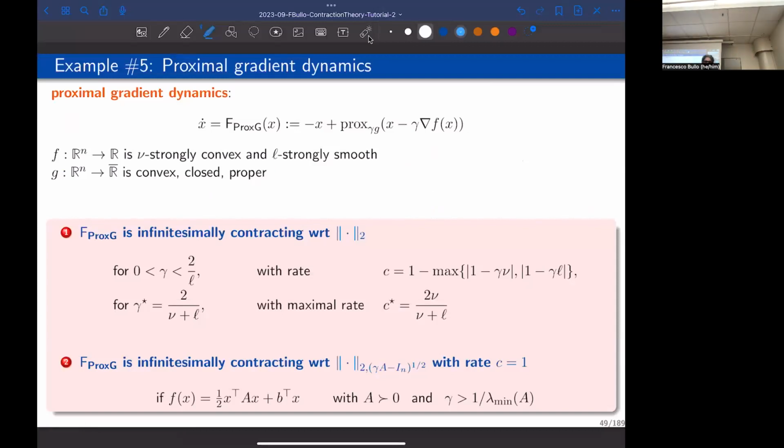And there are estimates for the contraction rate. So it's contracting with respect to the standard Euclidean norm. Remember, the proximal gradient depends upon a parameter. So you obtain the range of parameters for which the dynamics is contracting, and the contraction rate will depend upon that parameter. And then what you do is you optimize the value of gamma, the parameter defining the proximal gradient, and you get your optimal rate.